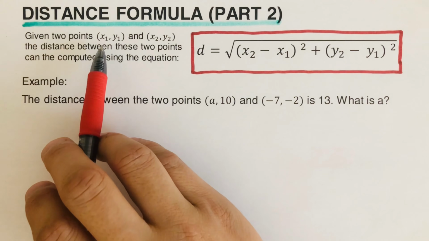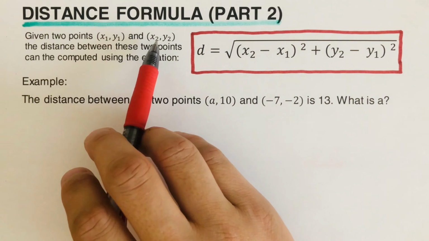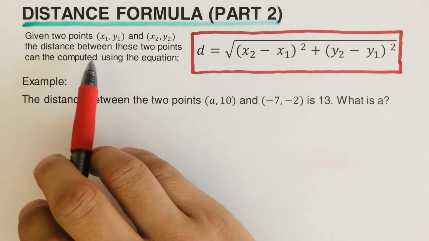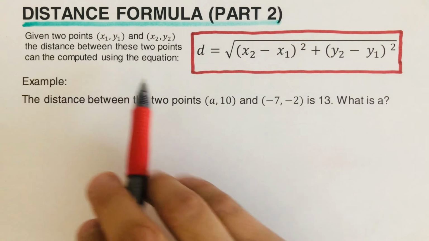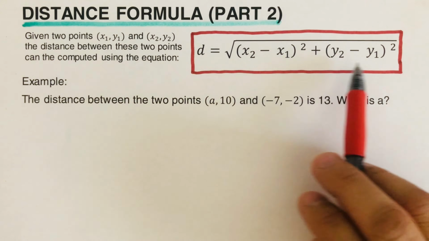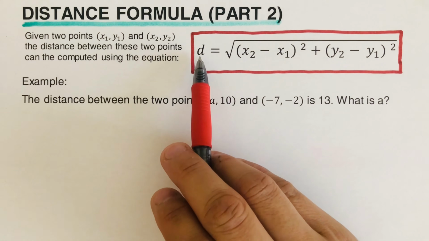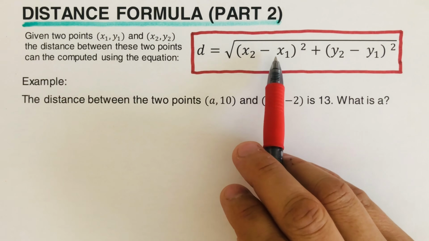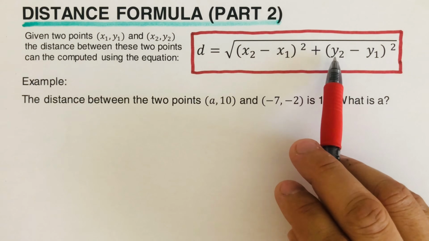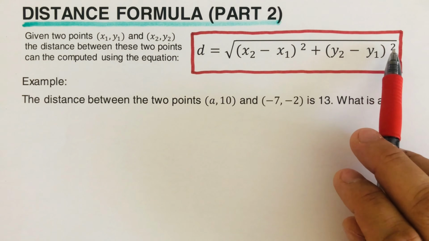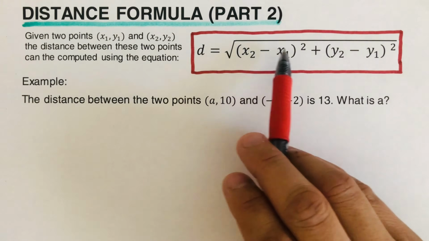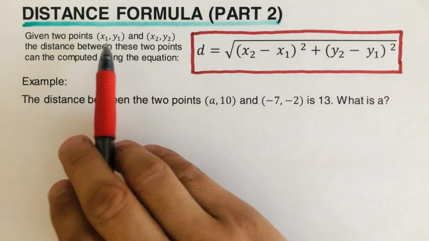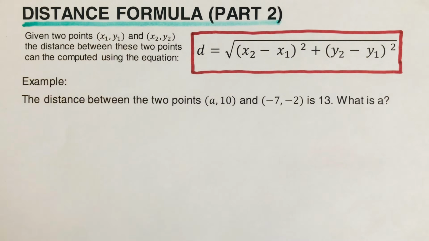Given 2 points x sub 1, y sub 1 and x sub 2, y sub 2, the distance between these 2 points can be computed using the equation. This is called the distance formula right here. D stands for distance is equal to the square root of x sub 2 minus x sub 1 squared plus y sub 2 minus y sub 1 squared. Again, this x sub 2, x sub 1, y sub 2, y sub 1 are these ones that we have over here. Okay, so let's jump into this first example.